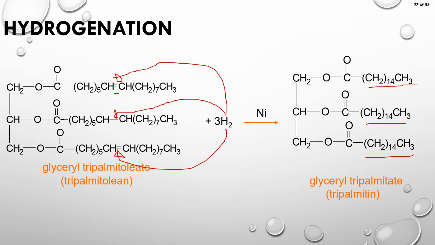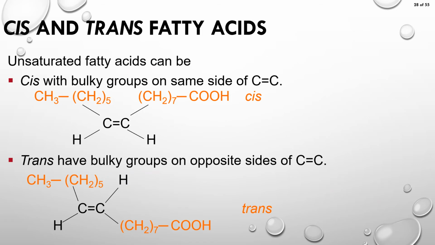Now, what are the advantages of hydrogenation? One is it increases the melting point. For example, Star margarine has a higher melting point than oil. And second, it decreases the rate of oxidation, meaning it would have a longer shelf life, meaning the food takes longer to spoil.